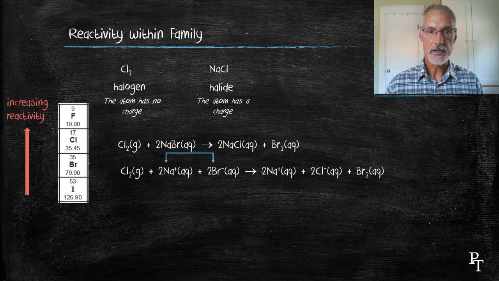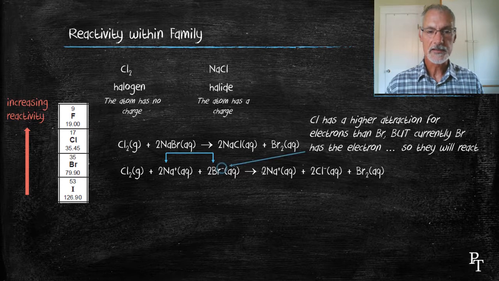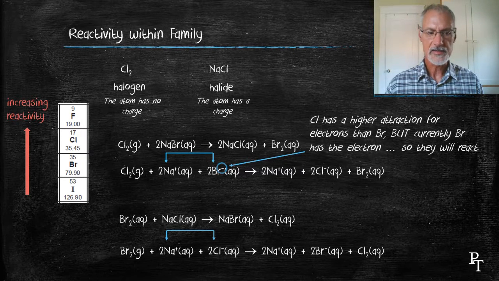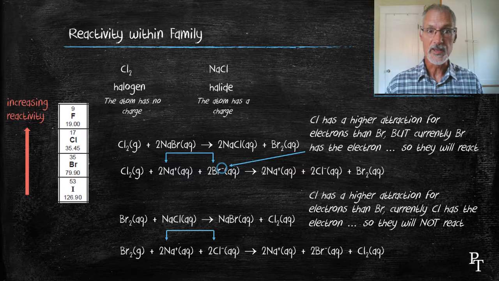Chlorine, being higher up in the periodic table than bromine, is more reactive. If I look carefully at the ionic equation, I can recognize here that bromine possesses that extra electron. Chlorine has no charge. Since chlorine wants the electrons more, the reaction will proceed as shown in the equation. If I reverse the two species involved, so I now have bromine liquid mixing with a sodium chloride solution, and again I express it as an ionic equation, here I can see chlorine has the electron. Chlorine wants the electron more than bromine, and since it already has it, there's no need for these species to react. So this combination would not react.